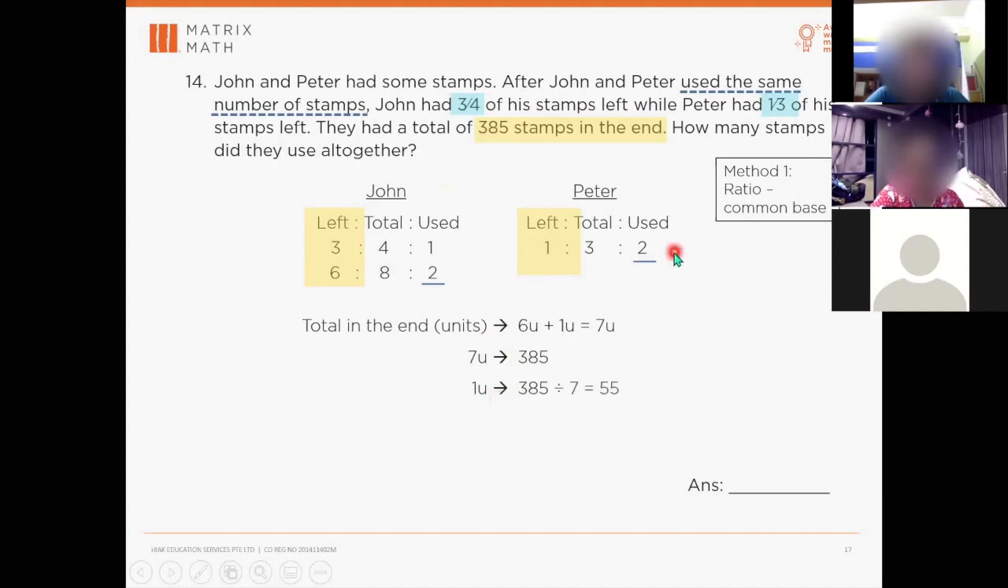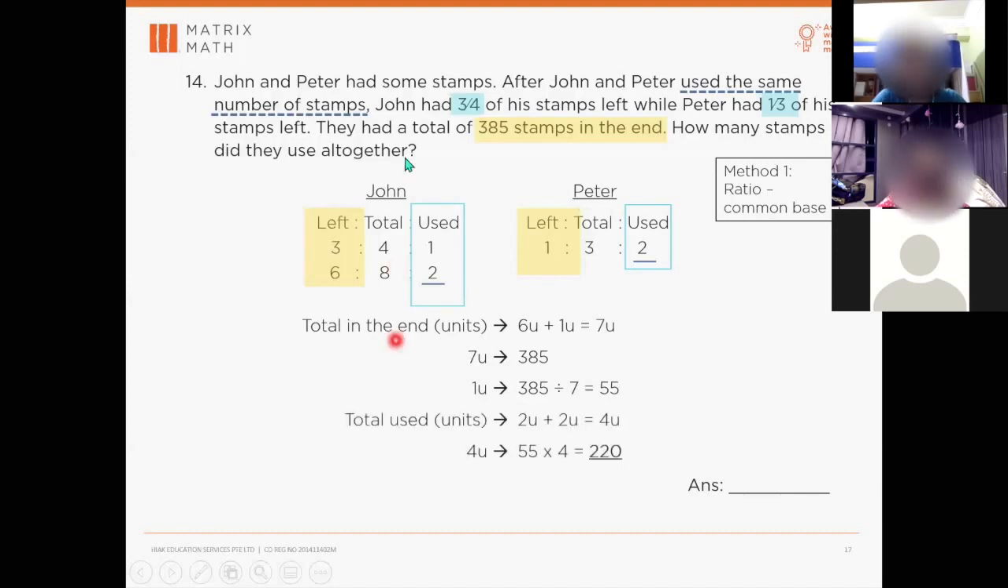The question asks how many stamps did they use all together? So which is the used? Used is 4 units. Declan, why 4 units? Where did you get the 4 from? 2 plus 2. Correct. Very good. The used, this one, 2 units, and this one, 2 units. So total used is 4 units, so just find 4 units. So there you go. That's the answer. All okay with this?